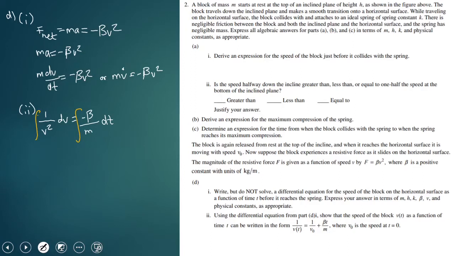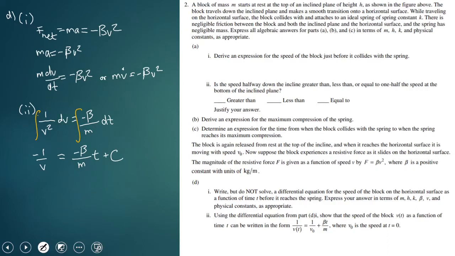Now in this case, it might be a little bit easier for me if I don't integrate with bounds because I'm given an initial condition, so I don't need to worry necessarily about integrating with bounds properly, because when I integrate and I get my constant, I can simply replace that with my v naught or the corresponding expression. And so the integral of 1 over v squared becomes negative 1 over v. And then this is equal to negative beta over m at time t plus c.